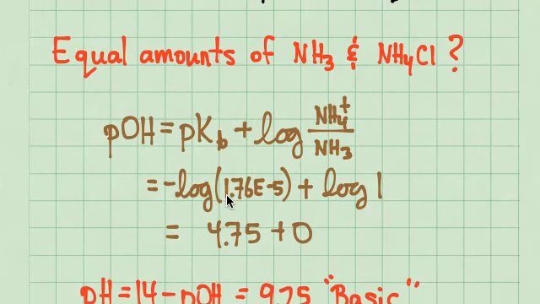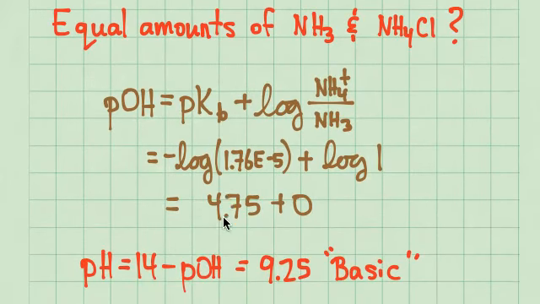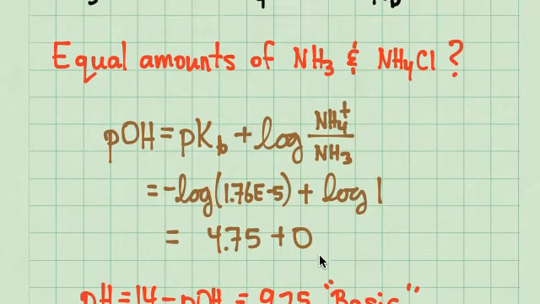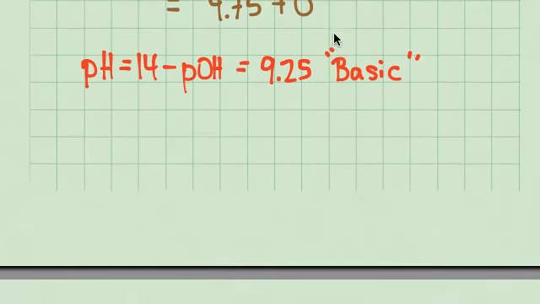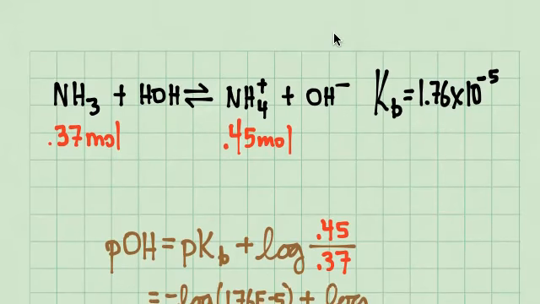But anyways, I'm not quite done. Don't just stop there. I need to subtract that from 14 to find the pH. And as I expected, it's a basic buffer, 9.25. A basic buffer comprised of the weak base and its conjugate acid. Do I have one more example? I think I have one more example.